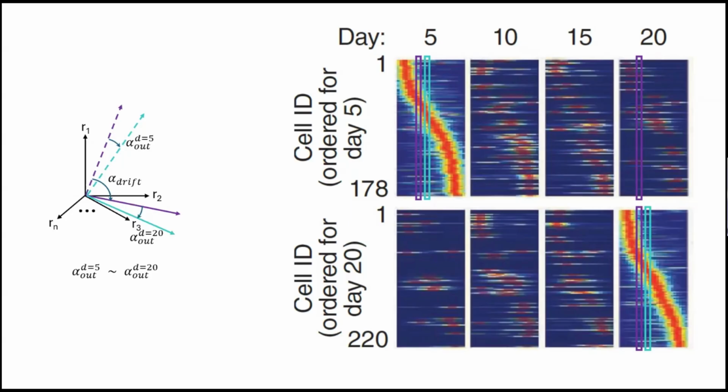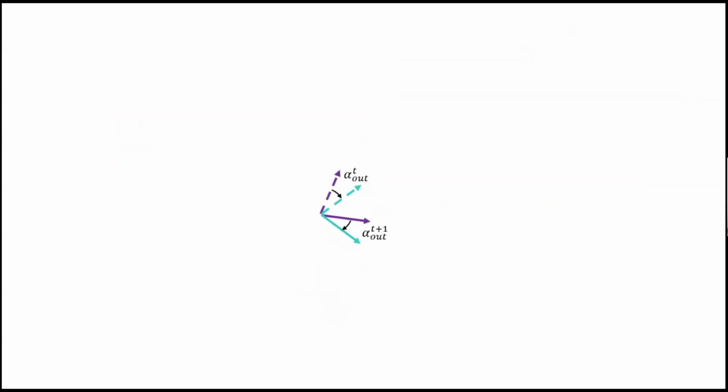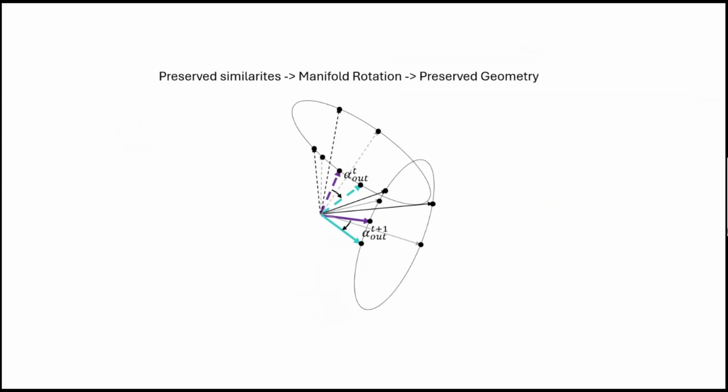So these angles are just about the same. Okay, so pairs get co-rotated, but that's true for any pairs, right? If you assume that your neuronal activity is constrained to a low-dimensional manifold, and it always is, as far as I know, it just means the whole manifold's been rotated, okay? So you have these preserved pairwise similarities, which imply a manifold rotation, which implies that the geometry of the population activity has been preserved. These are all equivalent statements.